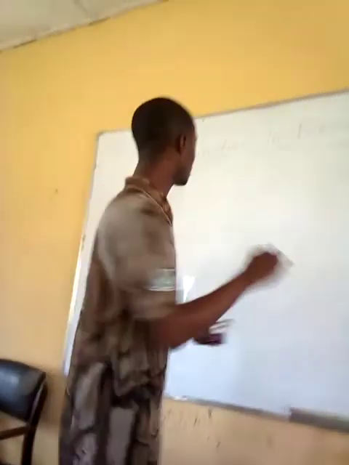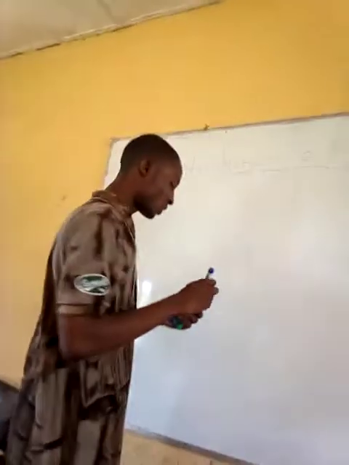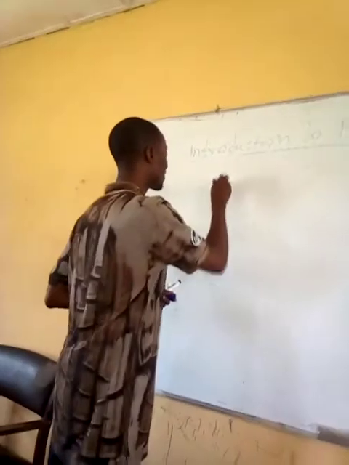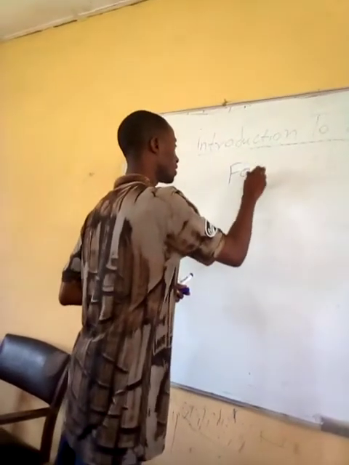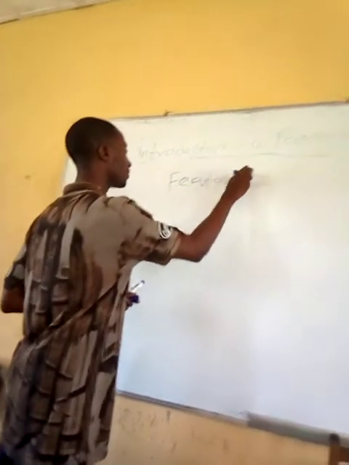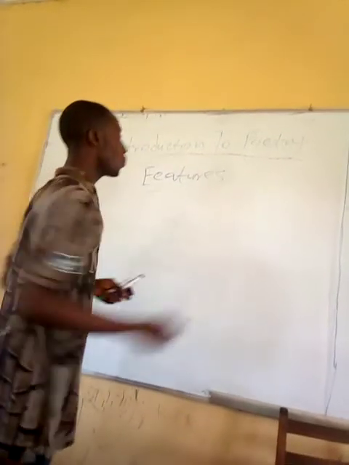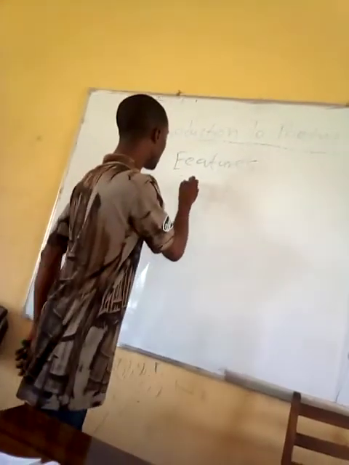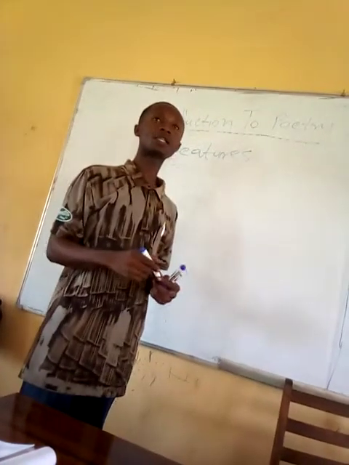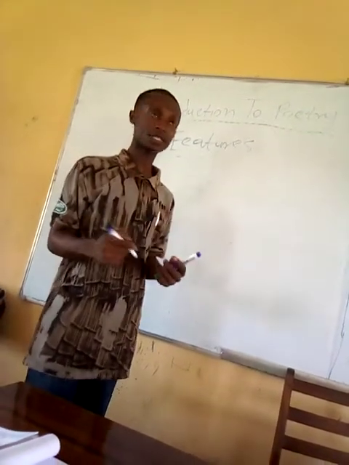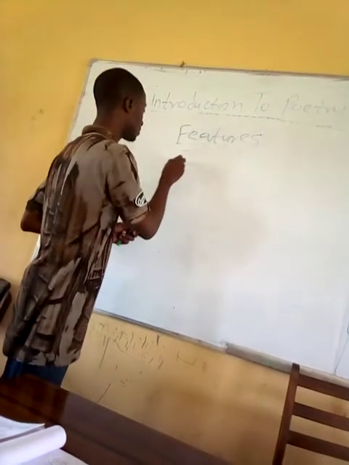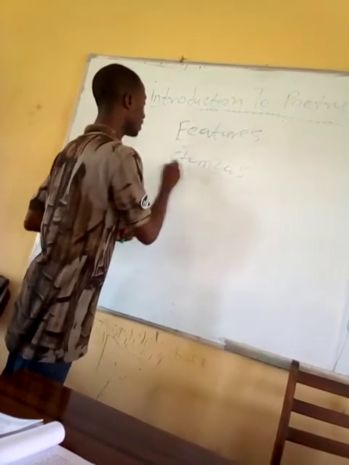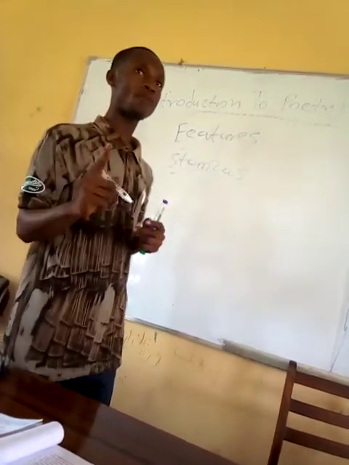Poetry has basic characteristics or features. One, poetry is written in stanzas. They are constructed in stanzas. That's the first feature of poetry.